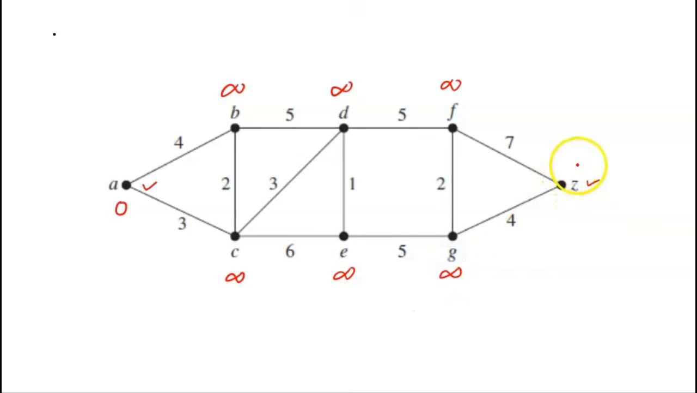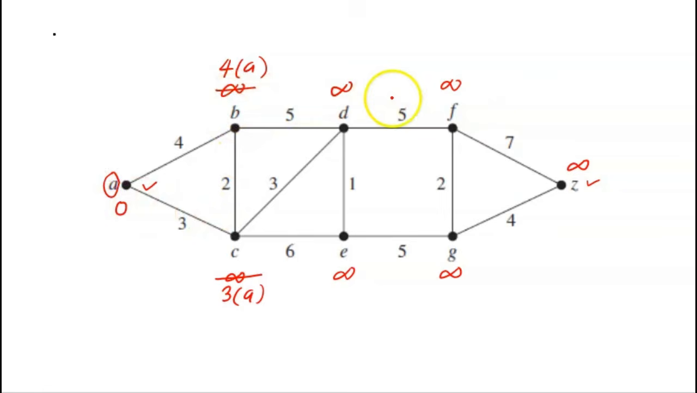Then we start with A, so I am going to look at all those vertices which are adjacent to A. A is adjacent to B and C. So let us relabel: cross out infinity and write 3 with A in brackets, and here 4 with A in brackets. Now since I started with A, I could have blocked A in the beginning itself.